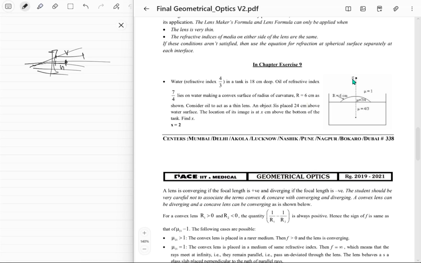Find X. Okay, it's really just like two successive refractions, that's all it is. And you are, of course, seeing from inside of this thing, I think. Yes, so from inside of this you are seeing, understandable. Fine, let's do it.